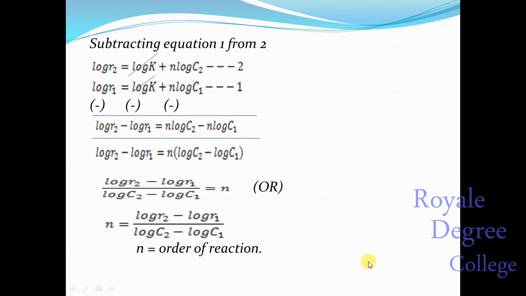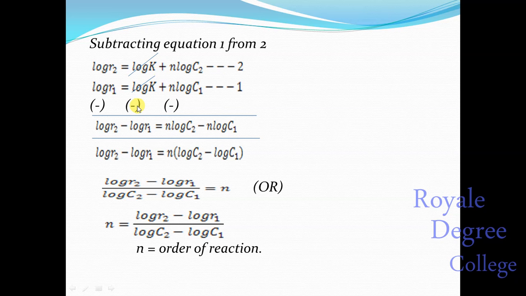Subtracting equation 1 from equation 2. So we are writing equation 2 first, that is log R2 equal to log K plus n log C2, and then equation number 1, log R1 equal to log K plus n log C1. We are subtracting here. If the positive sign is there, at that time we are writing the negative value. We are changing the sign of equation 1. Here the positive sign is there, so that's why we are converting it into negative. If the negative is there, it will become positive, but here we are subtracting, so the negative.